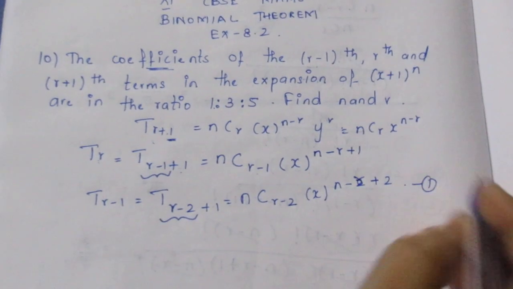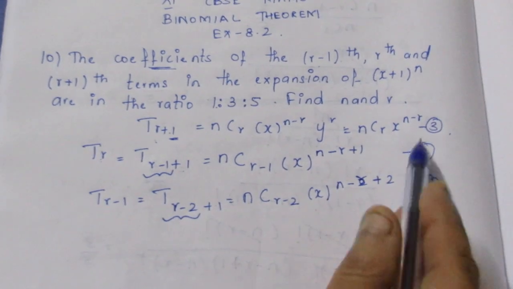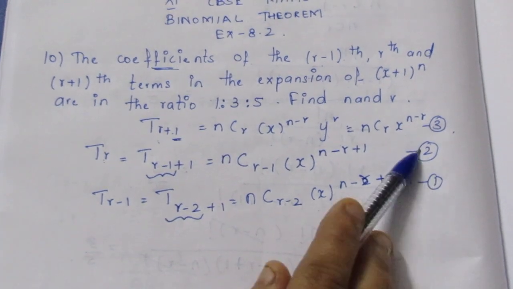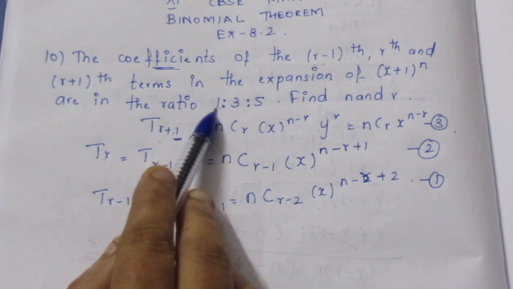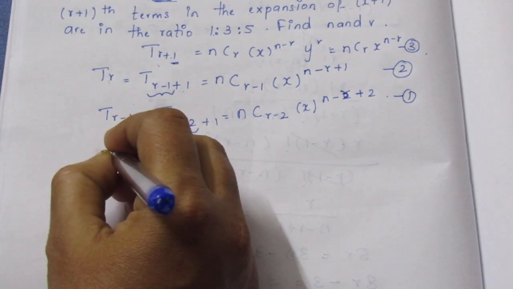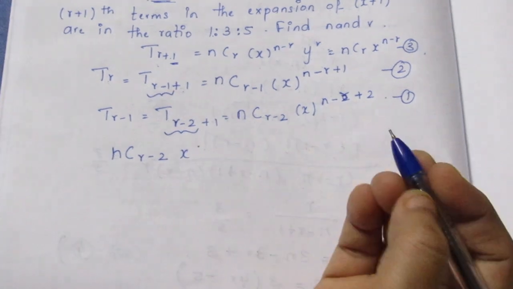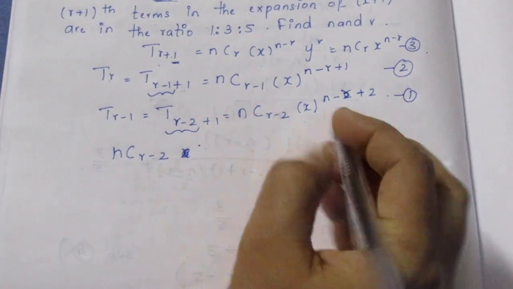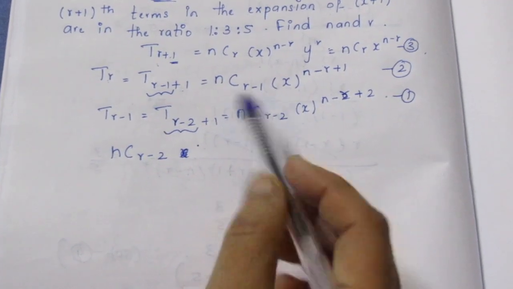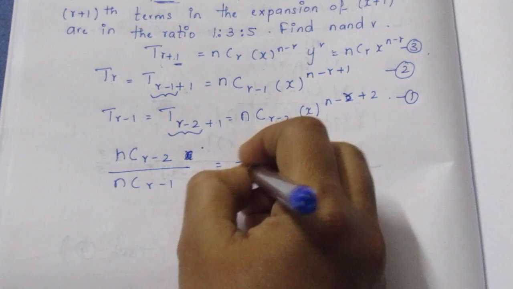Now this is your first term, they have asked for r minus 1, this is your rth term and this is your (r+1)th term. These are in the ratio 1:3:5. I am going to take the first 2, that is 1 divided by 2 means 1/3. Now let me write nC(r-2) x power. They have written only the coefficient, so no need to write the x value. They have asked us the coefficient of this. The coefficient of this number is only this. So nC(r-2) by nC(r-1) is equal to 1/3.